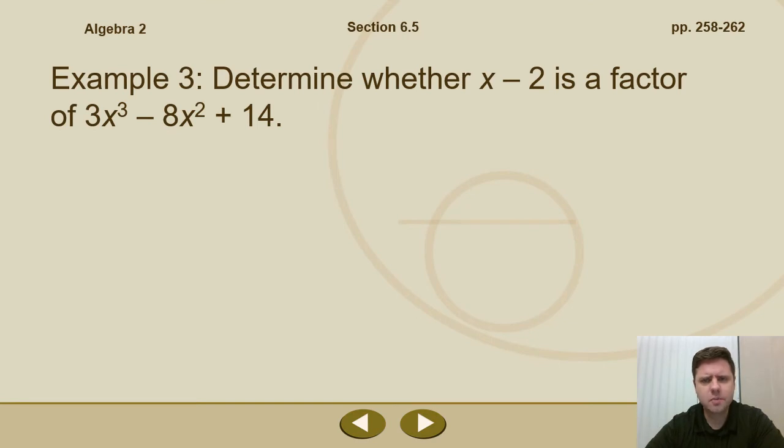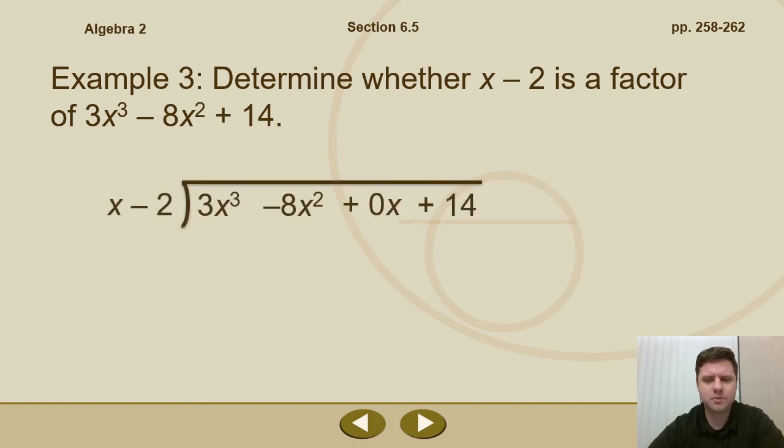Well, let's look at this one. Determine whether x minus 2 is a factor of 3x cubed minus 8x squared plus 14. So we're just going to set up our problem as we did before. And now we're going to go about trying to solve this.